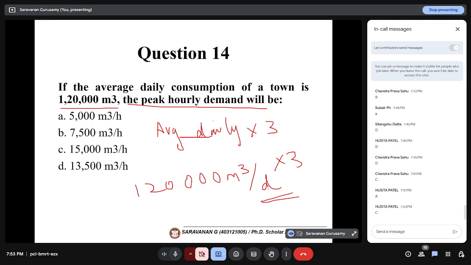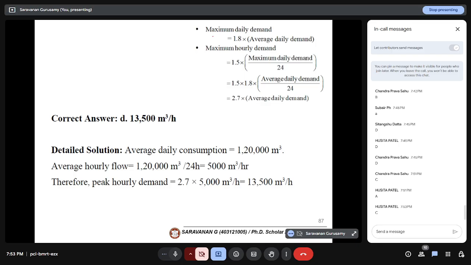Average daily consumption. So, okay, sorry. This is not about wastewater. This is about water consumption. Average daily consumption is given, and they are asking for peak hourly demand. So, think about this formula. You can remember this formula, but it may or may not be asked for water supply, not the wastewater generated.